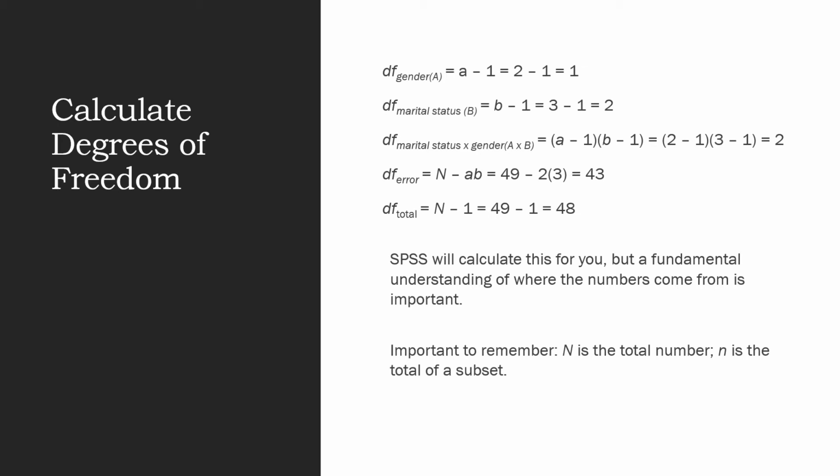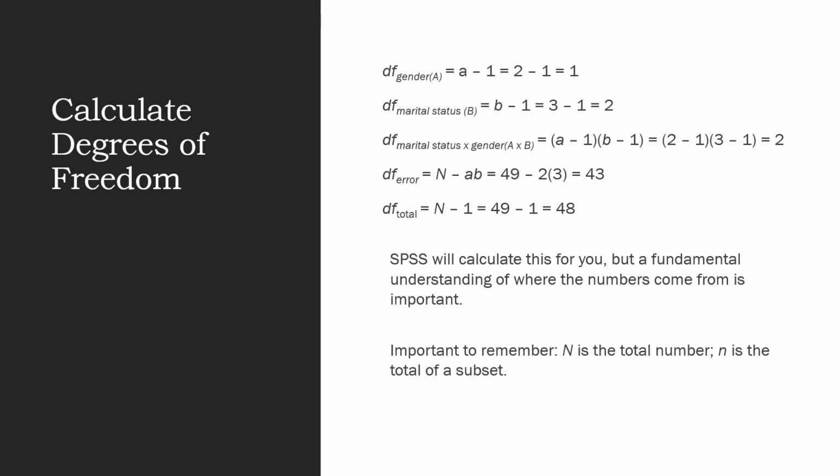For our DF for error, capital N is all of our numbers, and there were 49 acceptable answers, and I'll show that more later. And so we have 49 minus a times b. So 2 times 3 is 6. 49 minus 6 is 43.